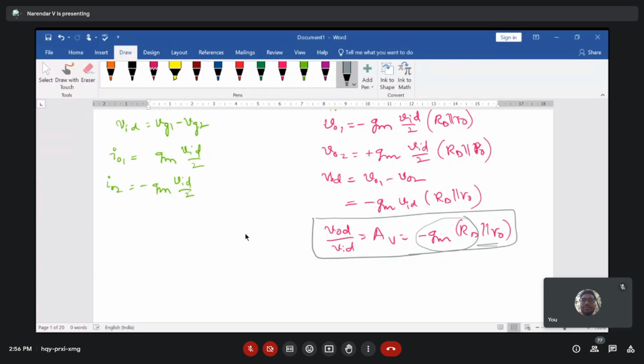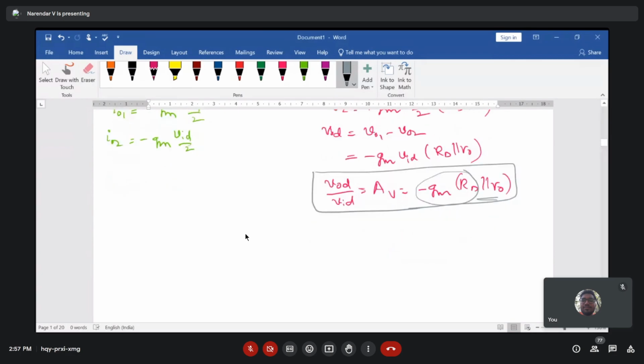Or else you can get the same expression by considering the same two parts. One is the first part, which is V01, and the second part, which is V02. Take the individual circuitry, and then analyze your V01 and V02, and then combine V01 and V02, and finally you will get the same expression, which is equal to minus GM times RD parallel with R0.